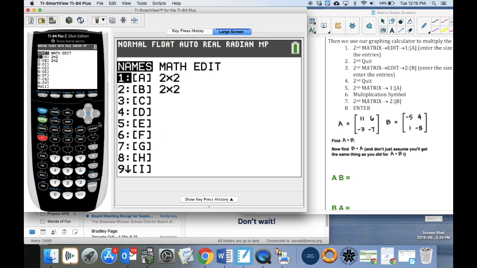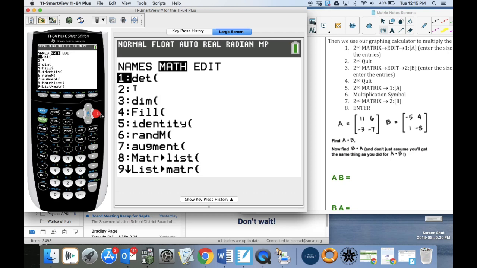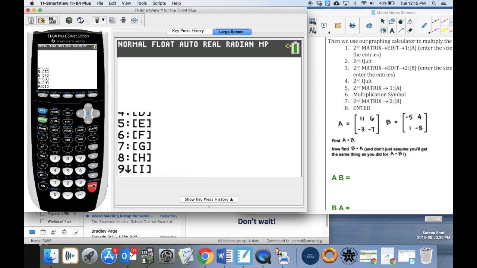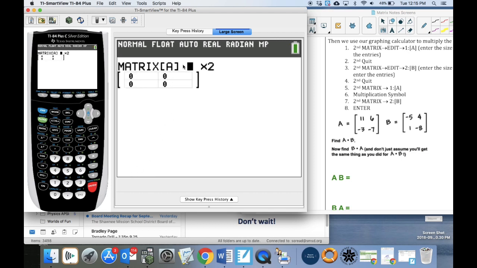Okay, how to enter it. We're going to go over to edit. Let's arrow over to edit. And we want to edit the first one, so we'll enter. We want our matrix A to be a 2 by 2 matrix. If yours doesn't say 2 by 2, then change it right now. Just enter 2, and then over, and 2, and enter. And now you're ready to enter the matrix.